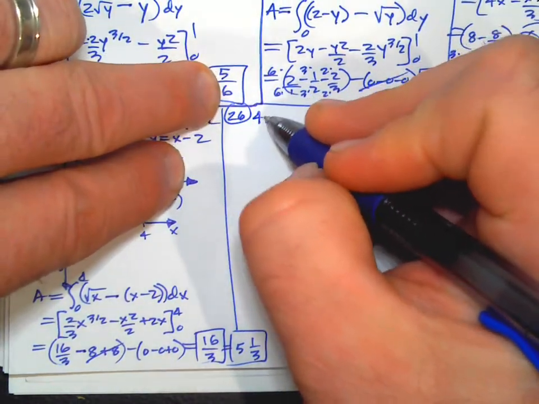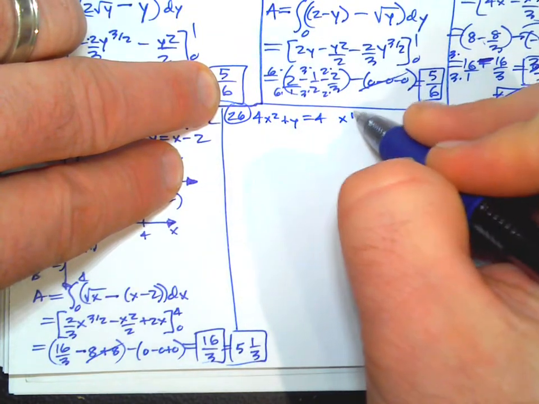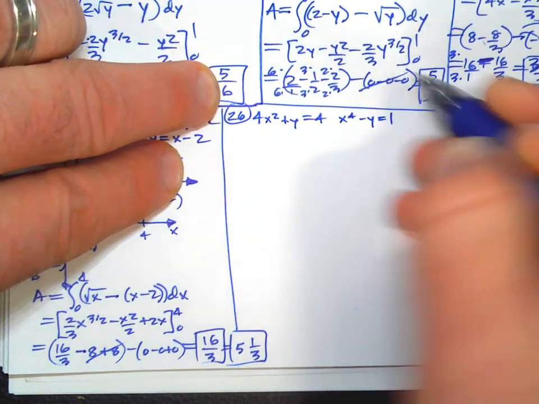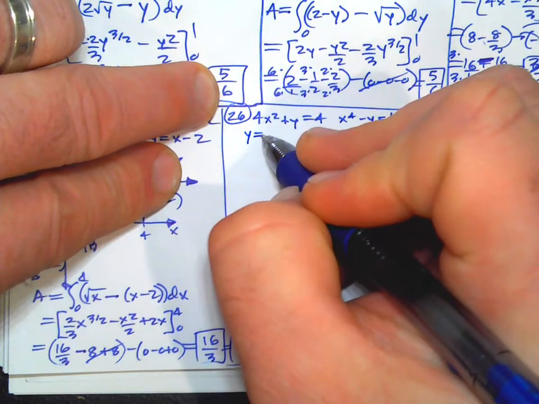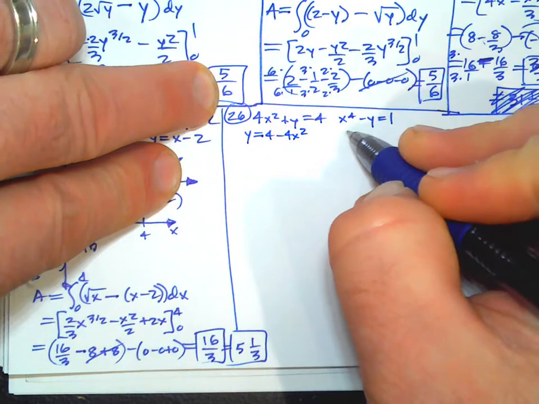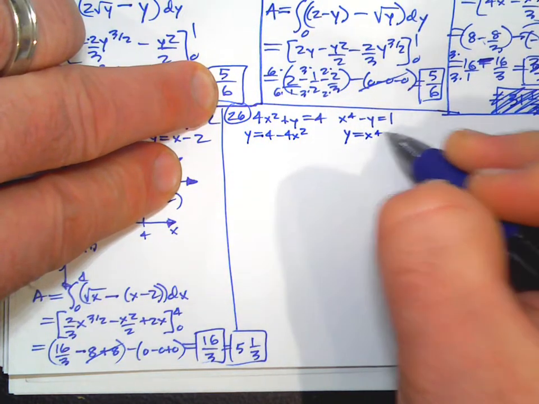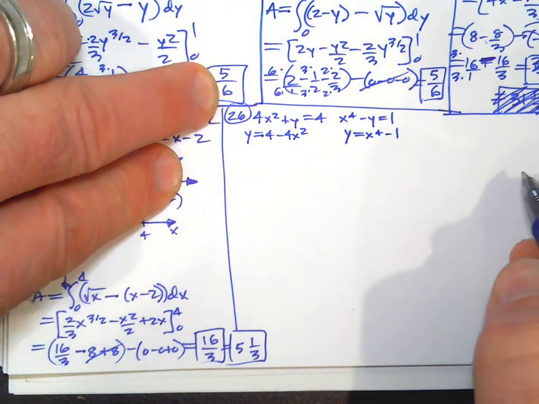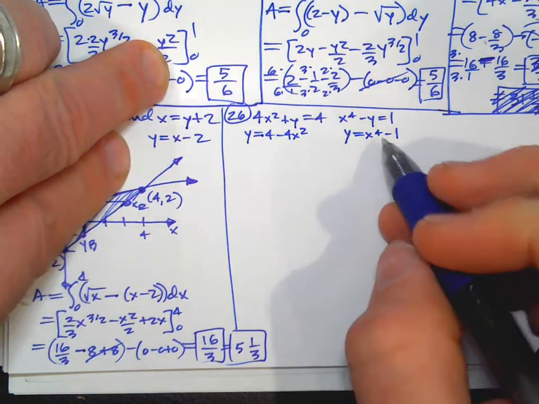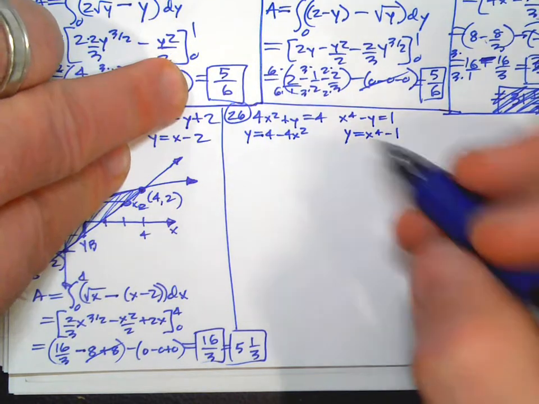26 is 4x squared plus y equals 4, and x to the fourth minus y equals 1. It's the same thing as y equals 4 minus 4x squared, upside down parabola. This is the same thing as y equals x to the fourth minus 1, quartic. We just graphed one of these. This quartic, though, is going to look just like a parabola because it doesn't have any middle terms.